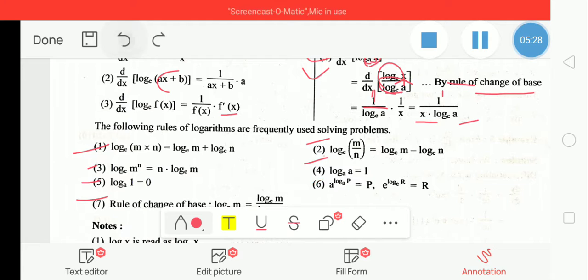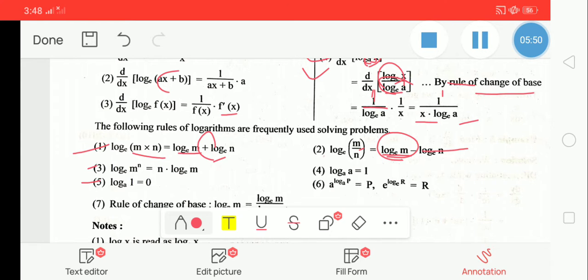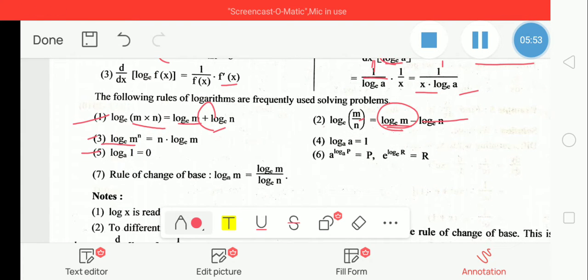Log of m multiplied by n, we can write as log of m plus log of n. Here plus means they are multiplied, and minus means division. So log of m divided by n gives log of m minus log of n. Then log of m to the power n gives n multiplied by log of m, and log of a to the base a gives 1, and log of 1 gives 0.